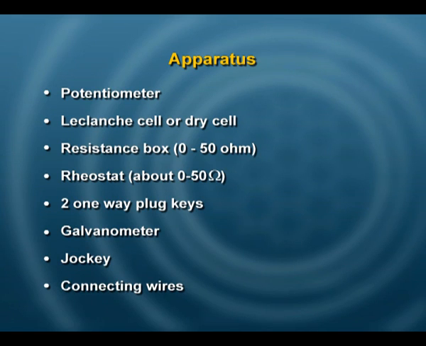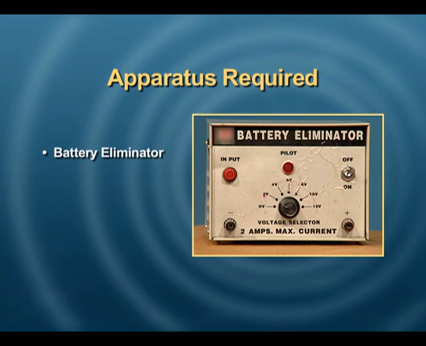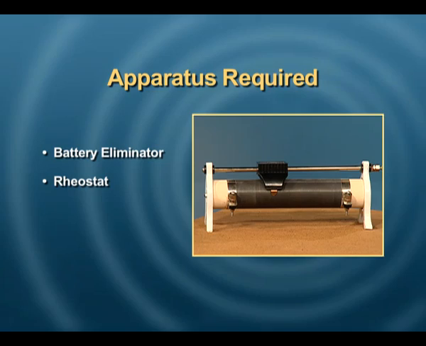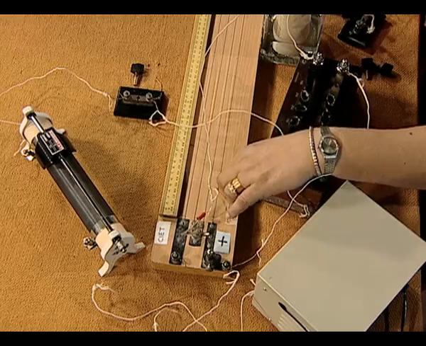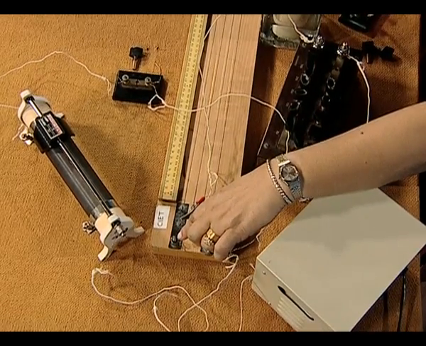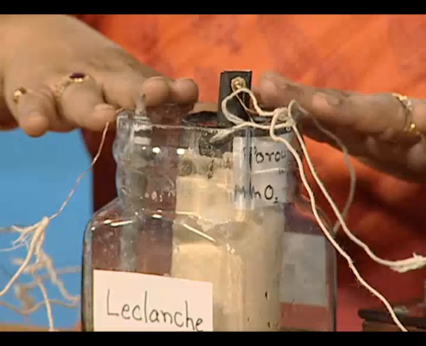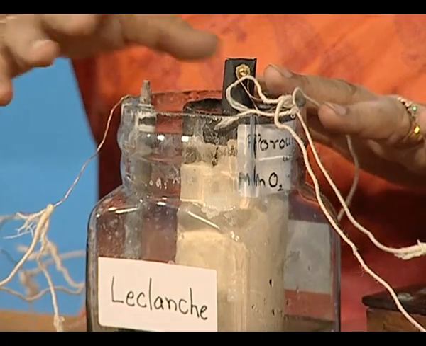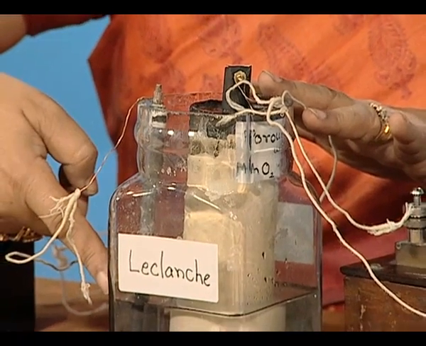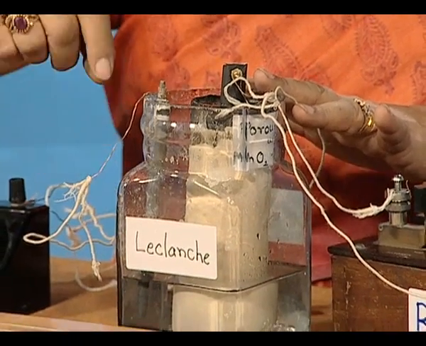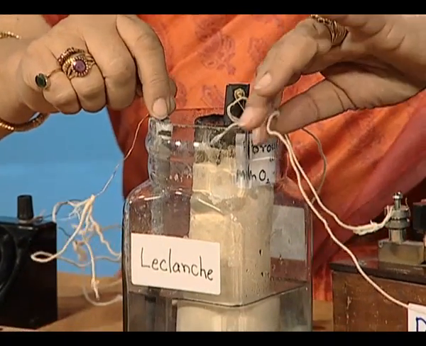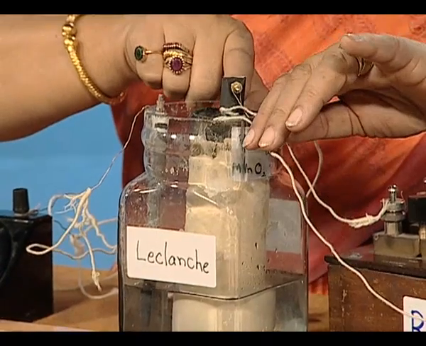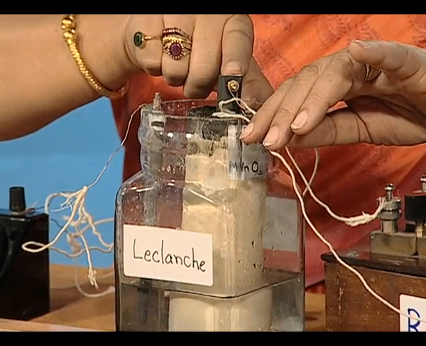We require a battery eliminator, a rheostat, a key to allow the current to flow through this and thereby set a potential difference across here. This is our Leclanche cell. You can see the electrolyte ammonium chloride in it, the zinc rod forming the negative terminal and the carbon rod at the center forming the positive.